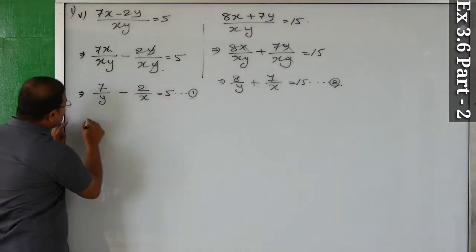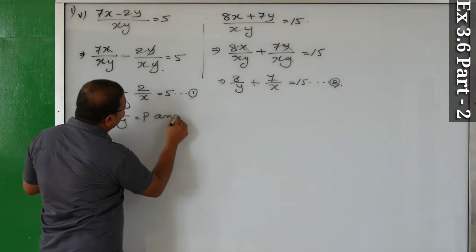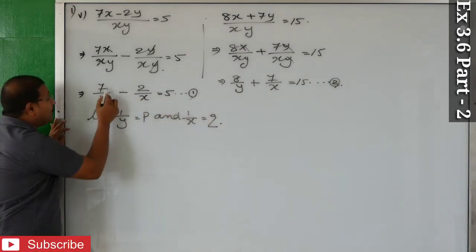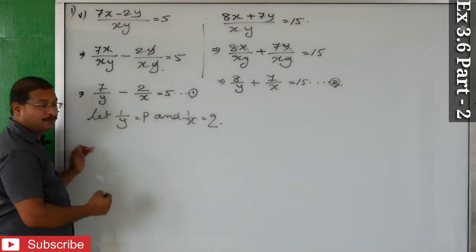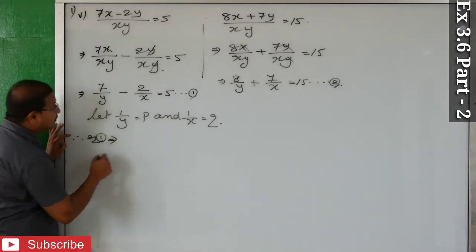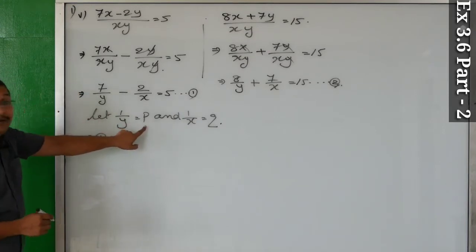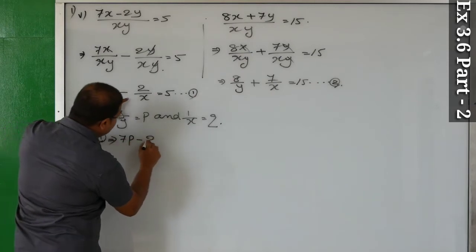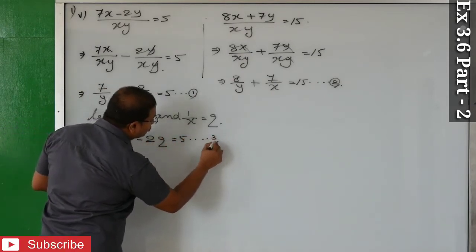Now, what you will do? Let 1 by y equals p and 1 by x equals q. Careful. This time 1 by y I am taking as p and 1 by x I am taking as q. Therefore, the first equation, what will happen? In place of 1 by y, we will write p. That means here will be 7p minus 2q equals 5. This is equation number 3.